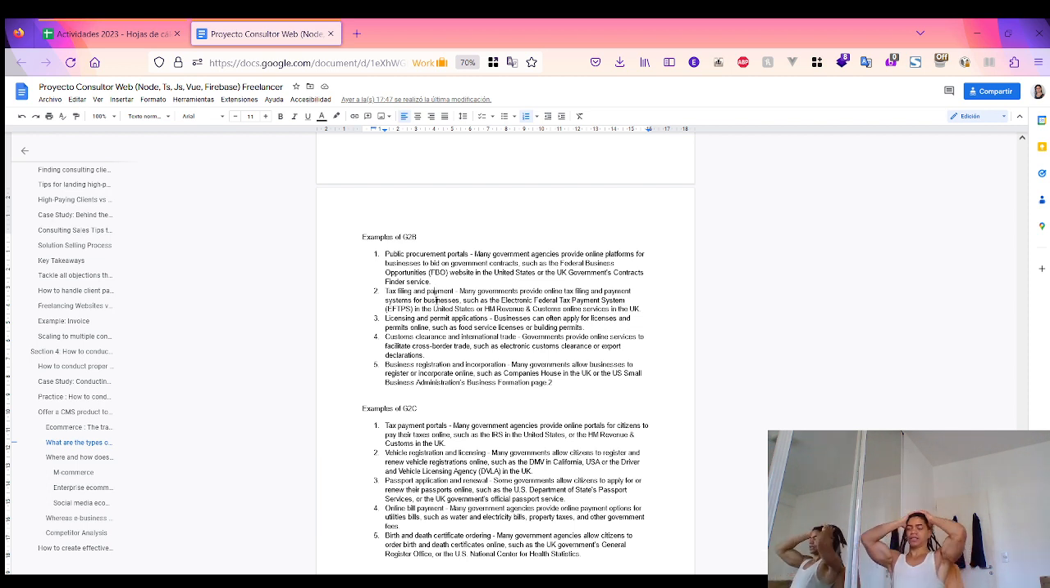The other is tax filing and payment. Again, government agencies provide a tax filing and payment system for businesses, such as the Electronic Federal Tax Payment System from the US or HM Revenue and Customs online service.